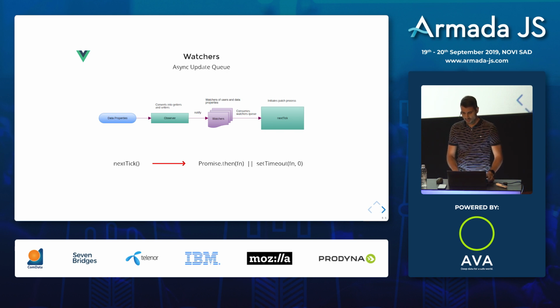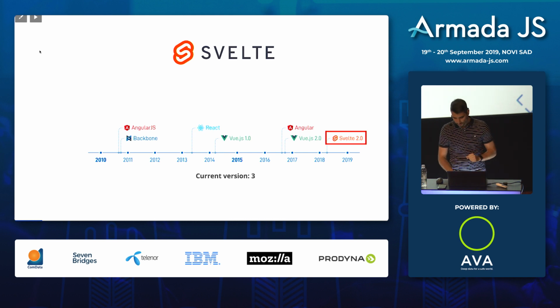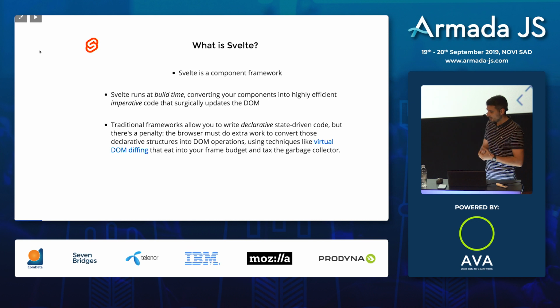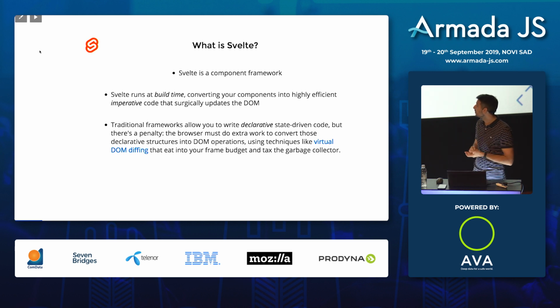Okay. And we are getting to Svelte. It's a new framework. Actually, there is a 3.0 version currently. It's a component framework. It's actually a compiler. It runs at build time and converts our components into imperative code. And it takes care to update the DOM in a very precise and efficient way.